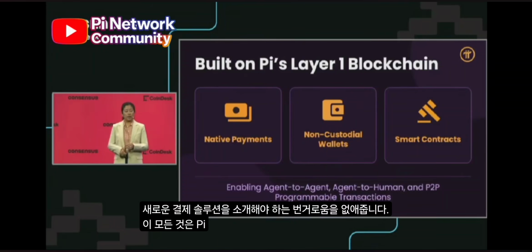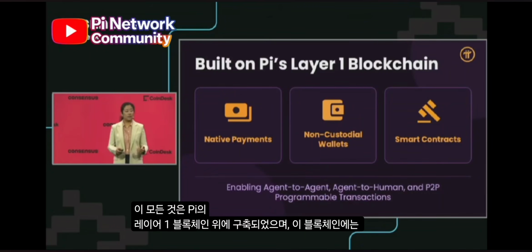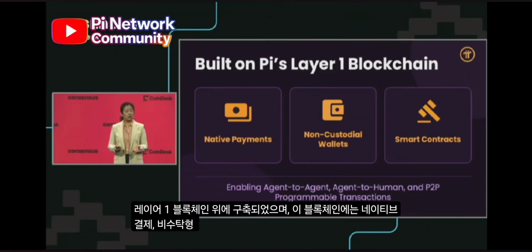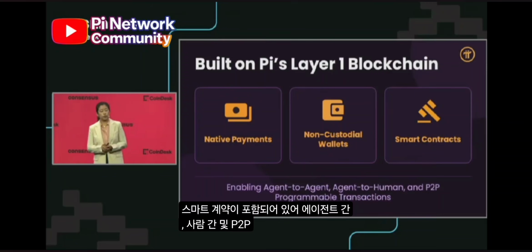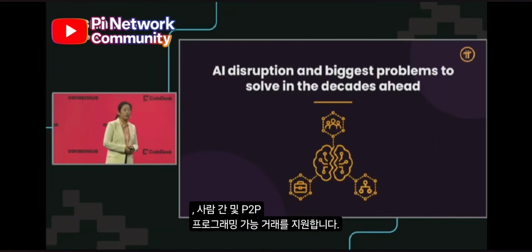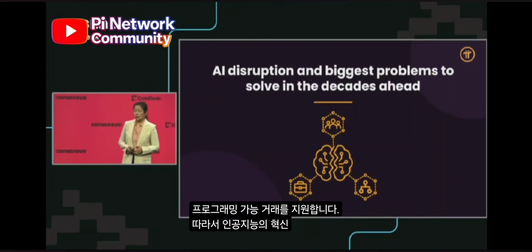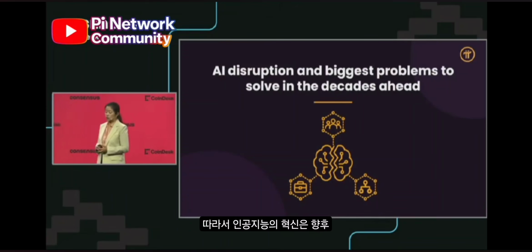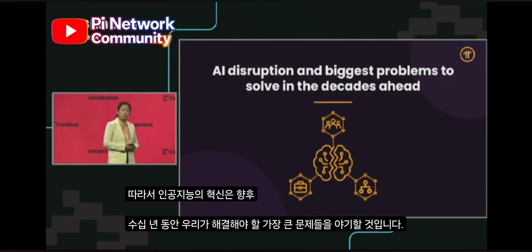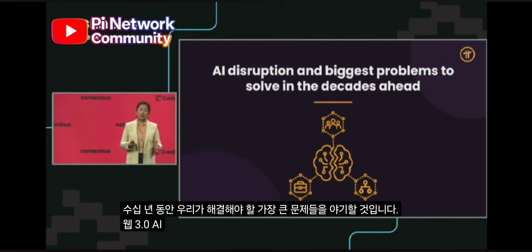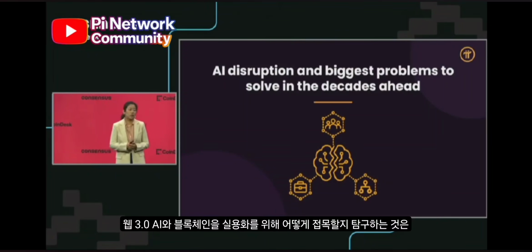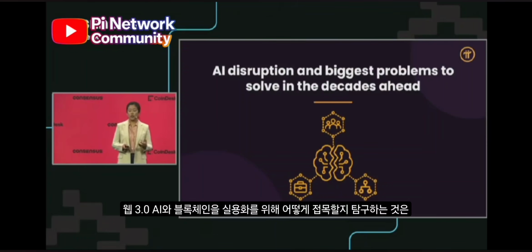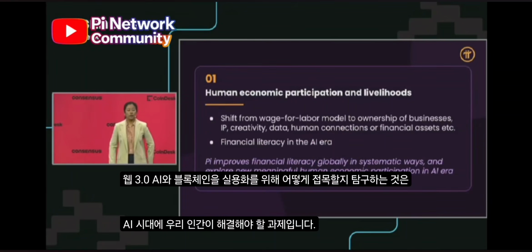All of these are built on top of Pi's layer 1 blockchain that has native payments, non-custodial wallets, and smart contracts, enabling agent-to-agent, human-to-agent, and P2P programmable transactions. So with AI disruption, there are actually big problems for us to solve in the next decades to come. Exploring how to align Web3, AI, and blockchain for utility is the work we as humans have to figure out, in the following aspects in the AI era.